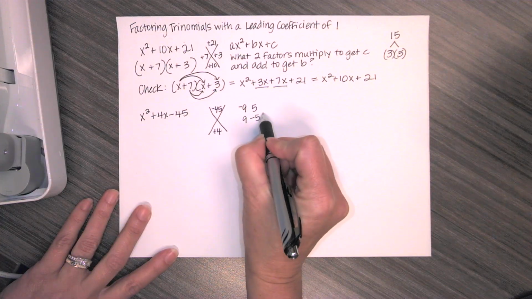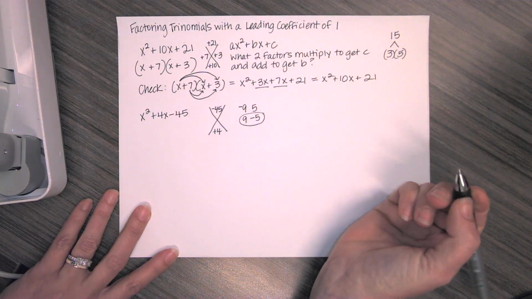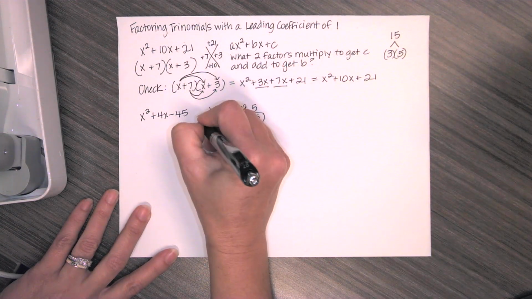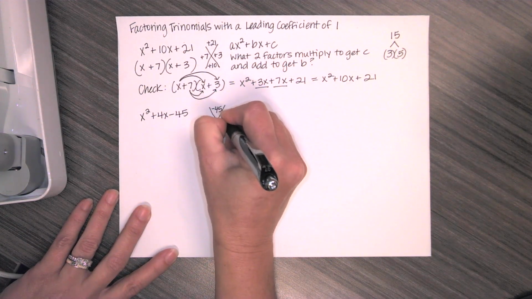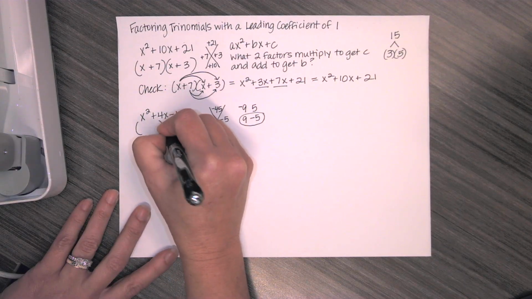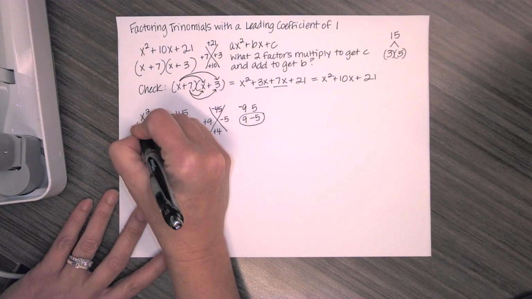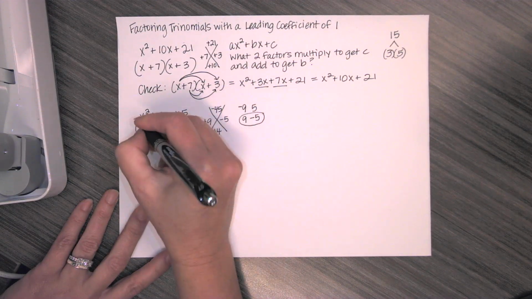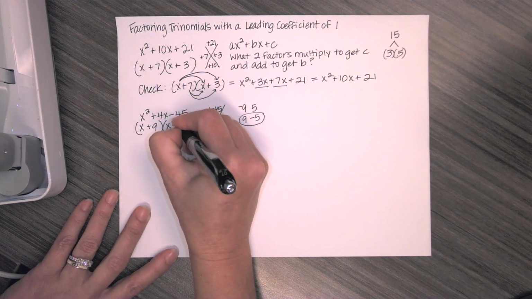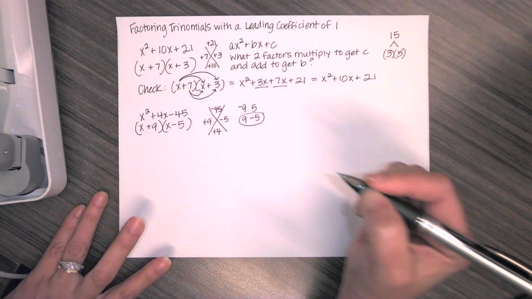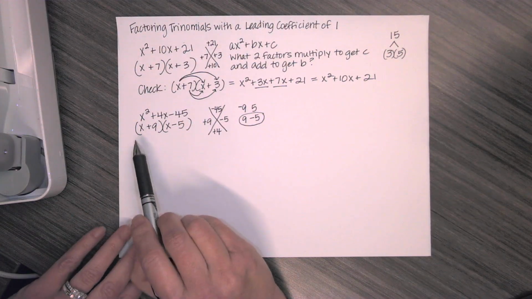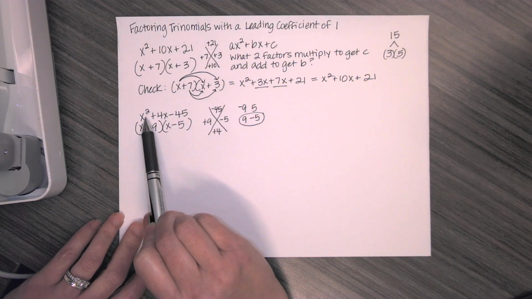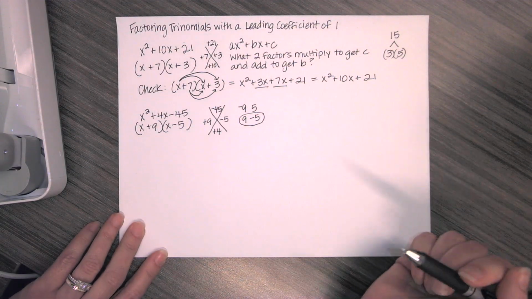But in fact, these two do work. A positive 9 and a negative 5 combine to give us positive 4. So it doesn't matter what order you put them in. And when you fill in your factors over here, x squared is going to come from x times x. And then the two numbers we picked are positive 9 and negative 5. Again, you could put negative 5 and positive 9, it would not matter. If we wanted to check, we would multiply these together, and if we did it correctly, it would give us this trinomial that we started with.